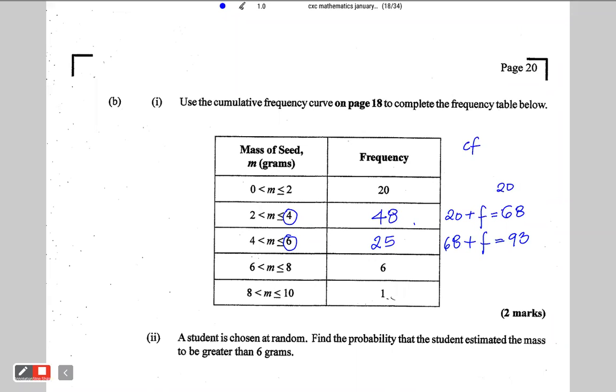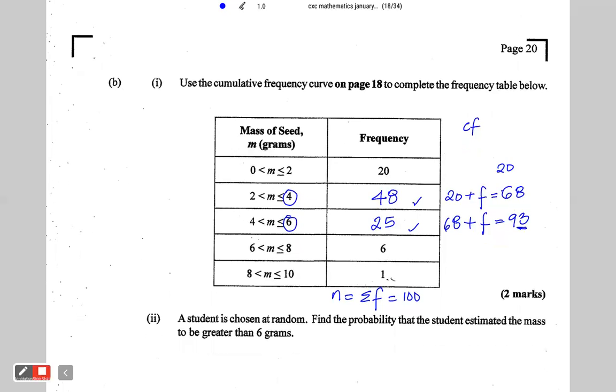Now, of course, one way we can test if our answer is correct is that n must be equal to the sum of the frequencies. So if we add up all the way to this level, this is 93. 93 plus 7, this is 100. So when I add up the frequencies, I get 100. It means more than likely that my answers here and here are correct. Let's complete the question.